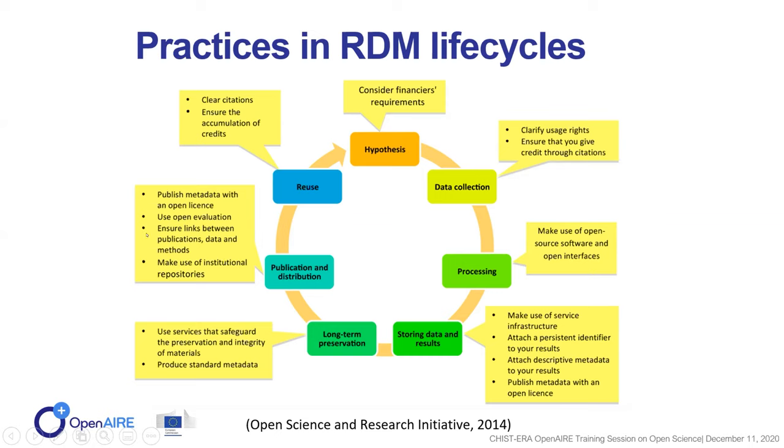Publication and distribution: we publish metadata with an open license. We use open evaluation if applicable. We ensure links between publications, data, and methods, and make use of repositories. And for reuse, we ensure the accumulation of credits, and we clear citations. So this is, again, just to revisit what has been already said during the past courses.